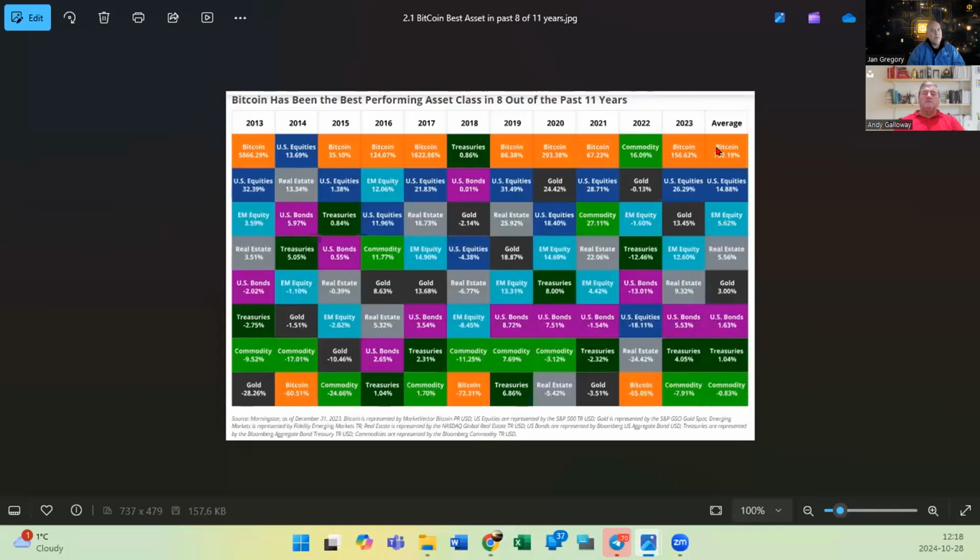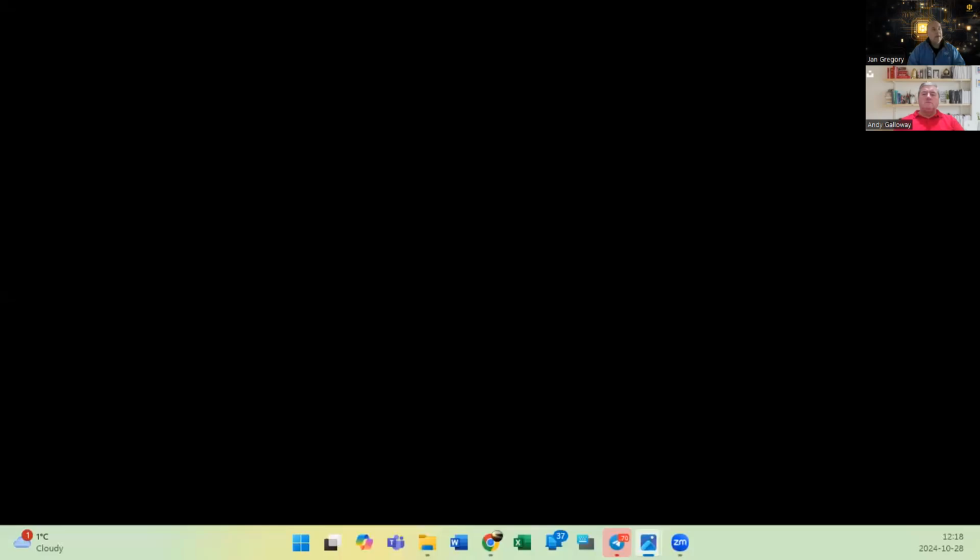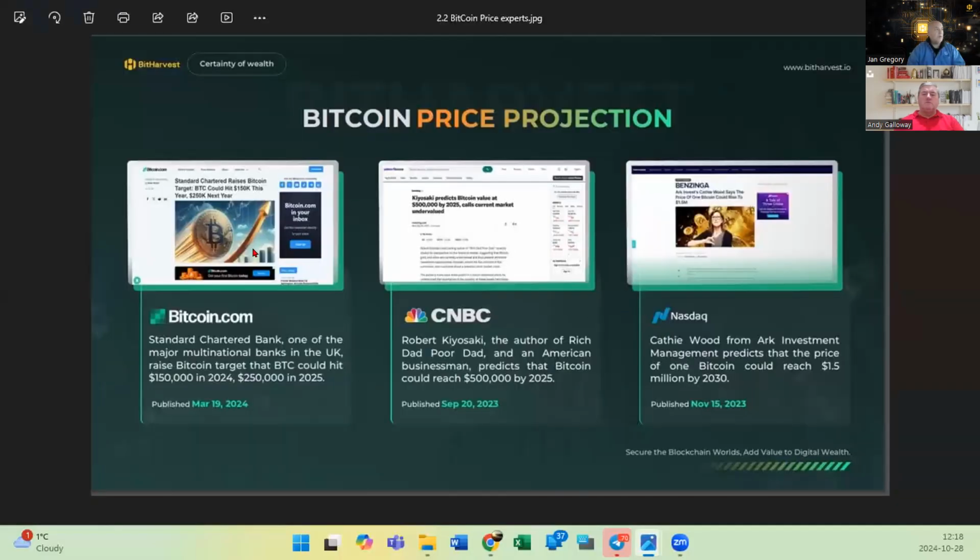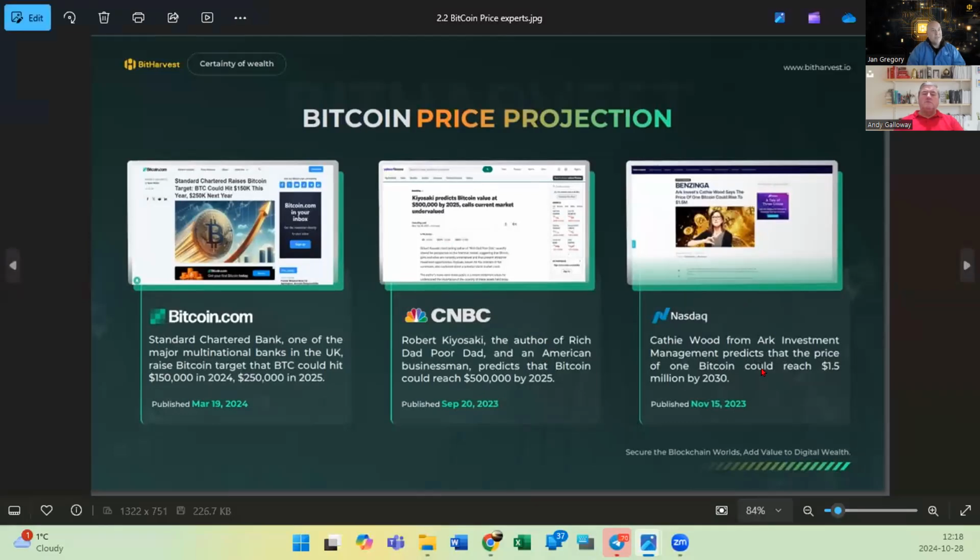Why is it the top performer? Because there's a lot of things going on about Bitcoin that are really, really important. Bitcoin is the best place to store wealth for a couple of reasons. One, it's going up in price. Experts like Kathy Woods and Robert Kiyosaki are saying that Bitcoin is going to reach $1 million in the next few years. It's going to reach $500,000 next year.